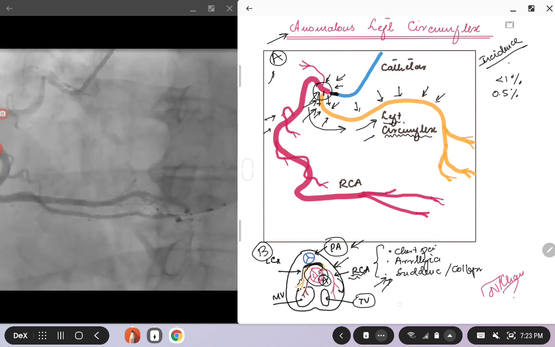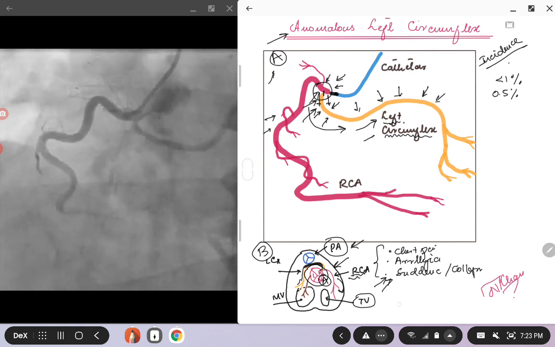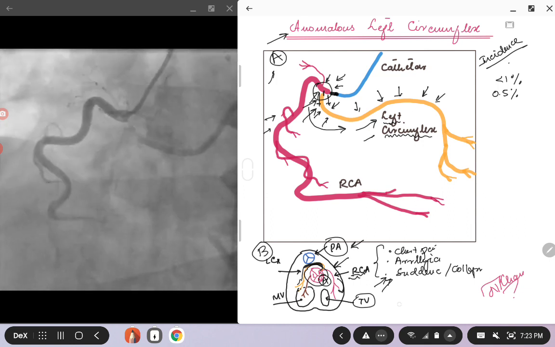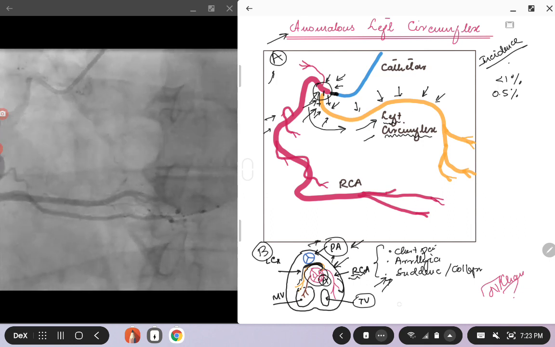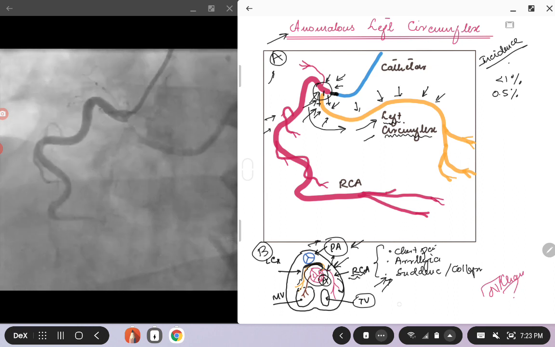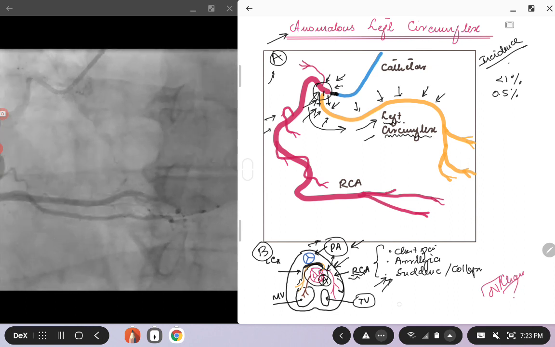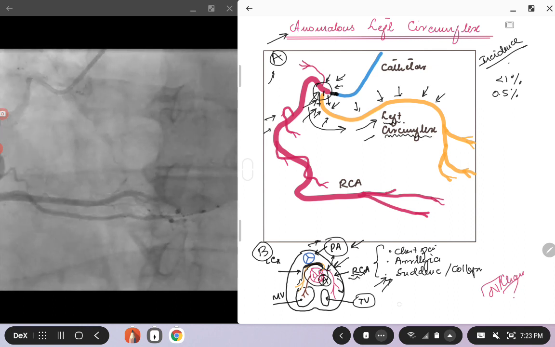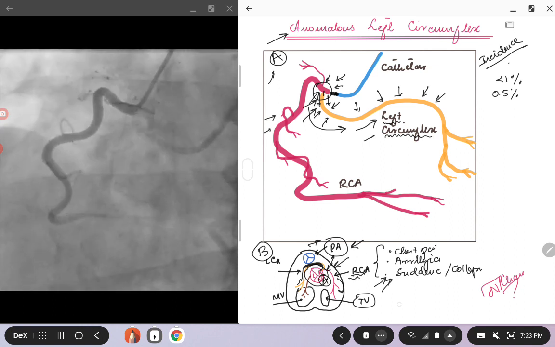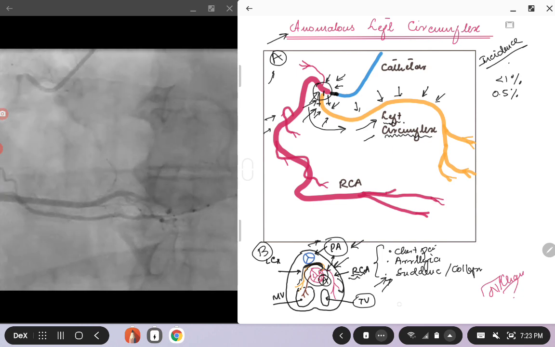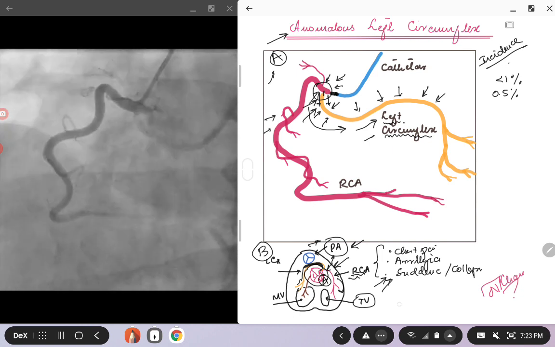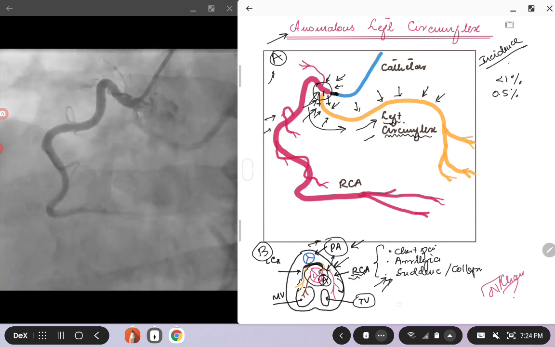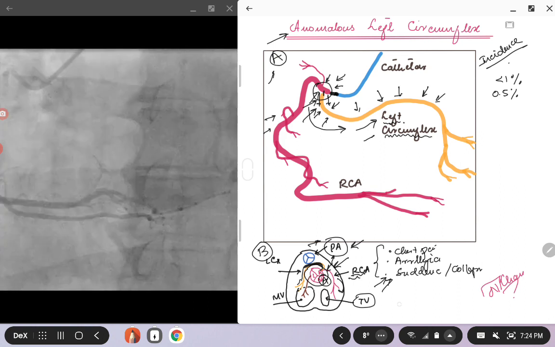So what we call an anomalous course of the left circumflex through the great arteries, mainly the pulmonary artery and the aorta. And this becomes even more important if the patient has symptoms that correlate with when they are in hypertensive crisis, or if the patient is exercising where the PA pressure or the aortic pressure might go up, and if this artery is going in between these great arteries in a slit-like space, it might get compressed.